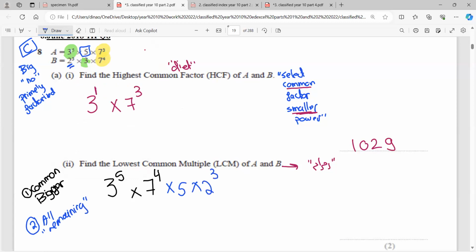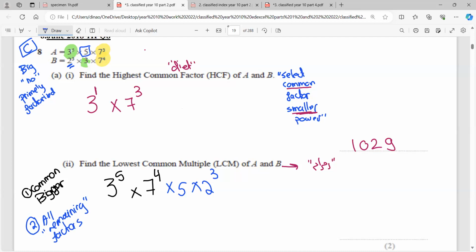So to find the LCM, first you check the common. For the common you select the bigger power, and then you include in your answer all the remaining factors. Now, where is the final answer, Miss Dina? The final answer, of course, you place this on the calculator.